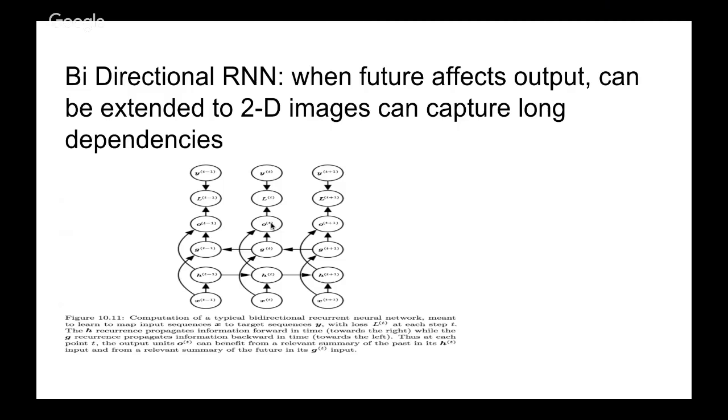And this can be used with images when they have long dependencies, like if one pixel affects another pixel far apart, then this can be used even with images in two dimensions. So the book goes into a two-dimensional RNN, in which one axis is going in the time domain, say left to right, and the other is going top to bottom. So you could have something like that for a 2D input like an image. It can be extended. Yeah, this is the last one.